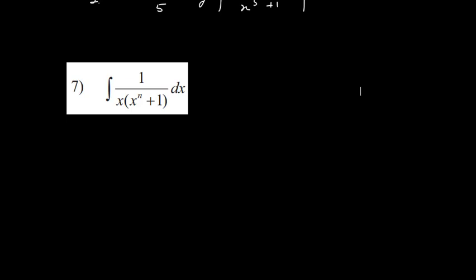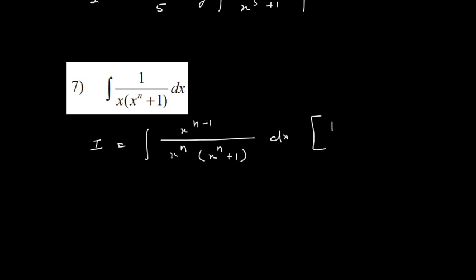Now this question number 7 is again exactly of the same type. Here we have x power n and here we have x. So by what do you multiply numerator and denominator? You multiply numerator and denominator by x power n minus 1. So here this x will become x power n, and here it is x power n plus 1 into dx.